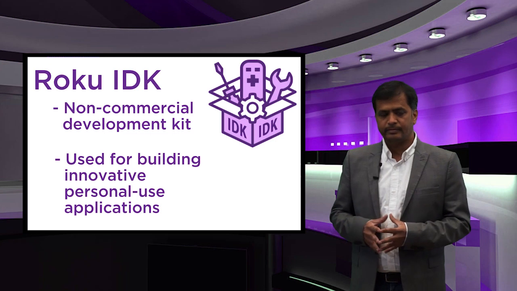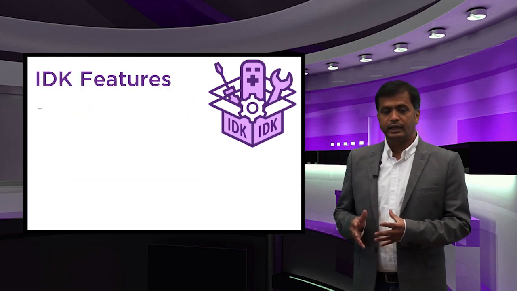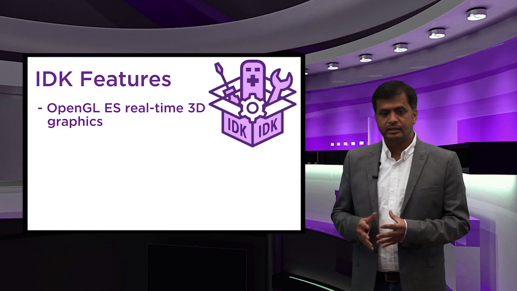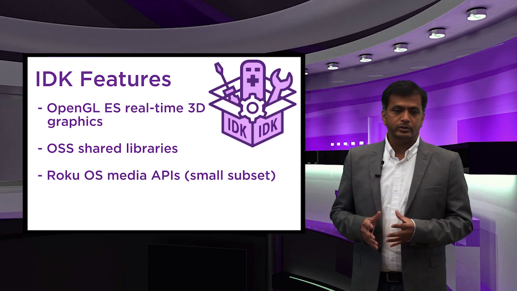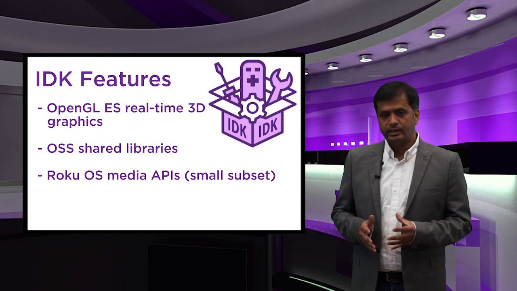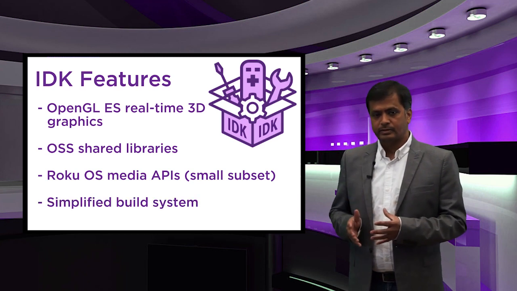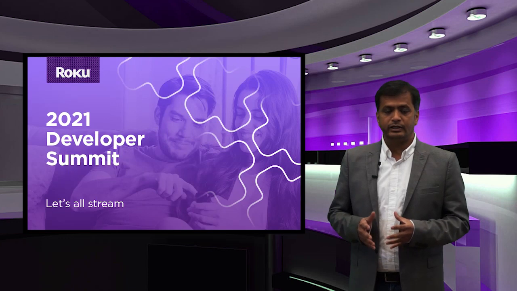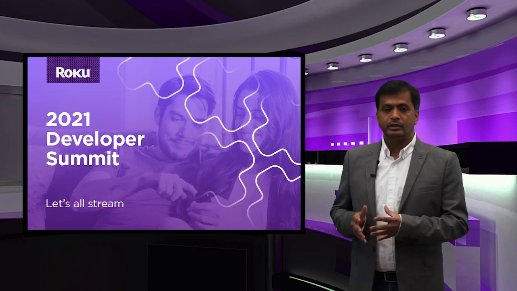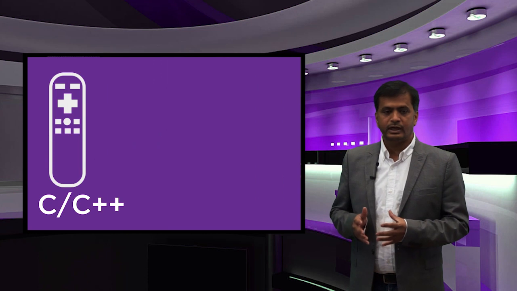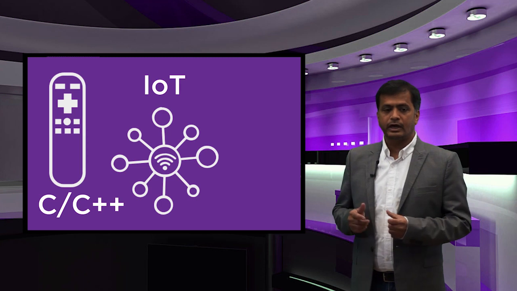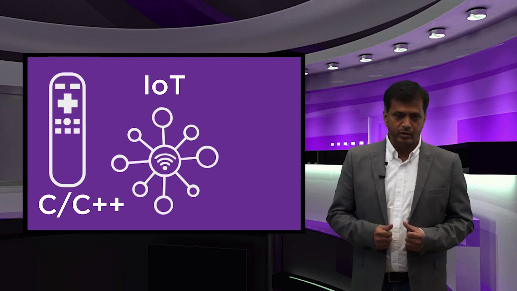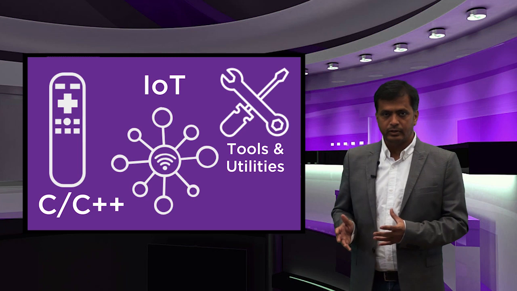use applications. It features real-time 3D graphics with OpenGL ES, standard OSS shared libraries, low-level hooks into the Roku OS with a small subset of native APIs, and a simplified build system. With the IDK, developers can use C++ to build, for example, fun casual games that work with the Roku remote control, IoT apps to monitor and control the smart devices in their homes, and other tools and utilities as well.